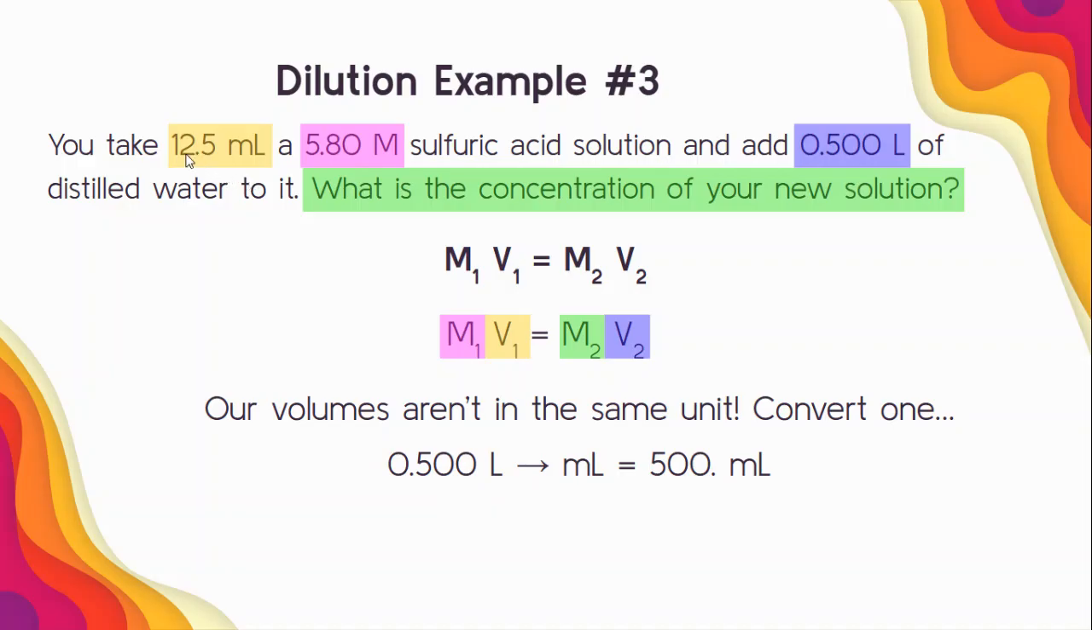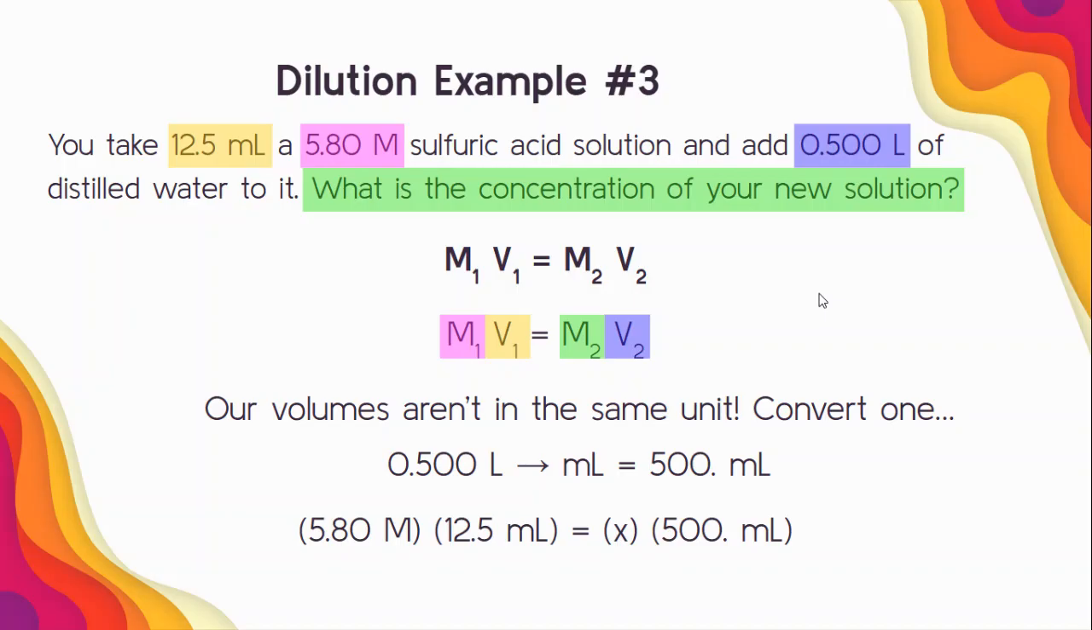You can also convert 12.5 milliliters into liters, which would require you to move the decimal 3 spaces to the left. So if you converted this one to liters, it'd be 0.0125 liters.